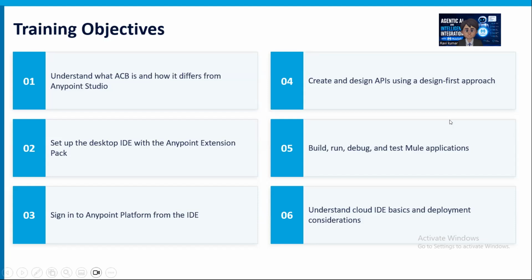Next, we will create and design an API specification following the design first approach. And then we will develop, build, run, and debug our Mule application. At the end, I will show you Cloud IDE also. For Anypoint Code Builder, we have both desktop and cloud versions. We will be more focused on the desktop version, but I will show you the cloud version also.